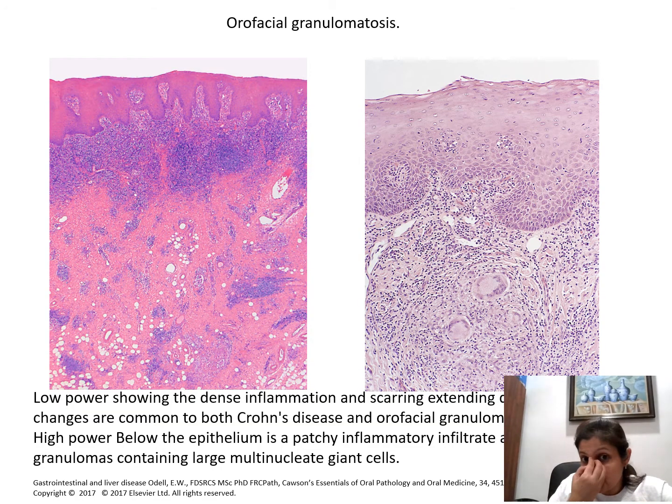This is the histopathology in low power and high power, which actually shows you dense inflammation and scarring extending deeply into the fat. And these changes are common to both Crohn's disease and orofacial granulomatosis. And that's why it makes it more difficult to differentiate the two by histopathology. The high power shows, below the epithelium, a patchy inflammatory infiltrate, and scattered granulomas containing large multinucleate giant cells.